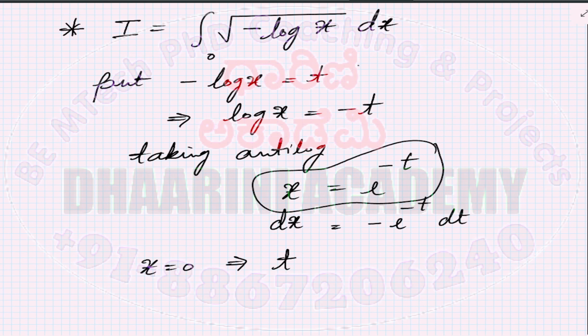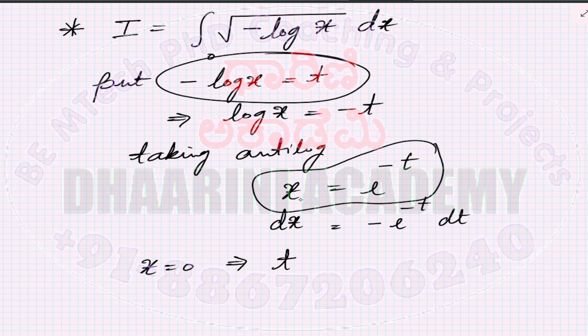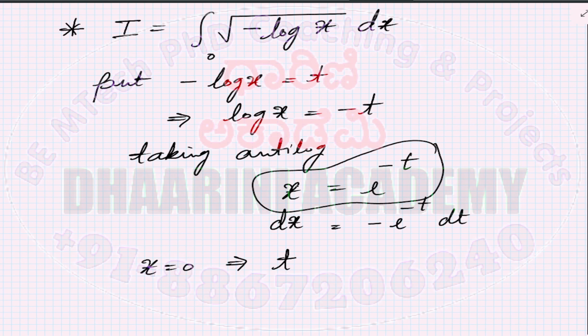If this substitution is difficult for us to understand, I can go to x equal to e to the minus t. You can make the left hand side 0, so 0 is equal to e to the minus t. So log of 0 is actually undefined, so it makes it infinity. So t becomes equal to infinity when x is 0. Similarly, the upper limit, when you take x equal to 1, log 1 is 0. So t becomes equal to 0.